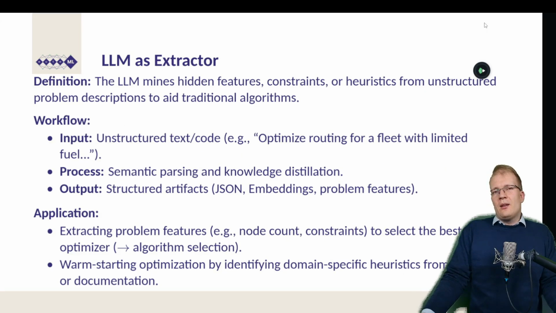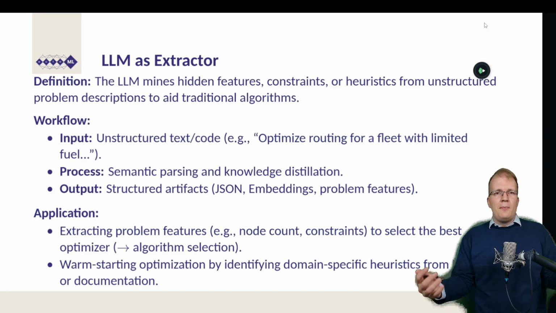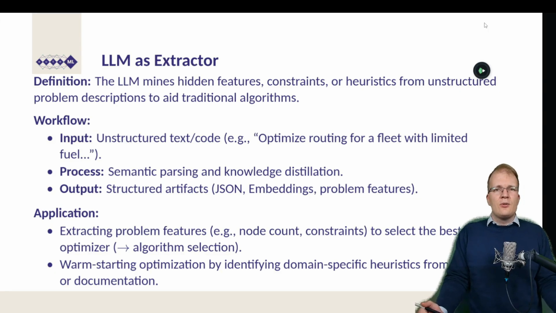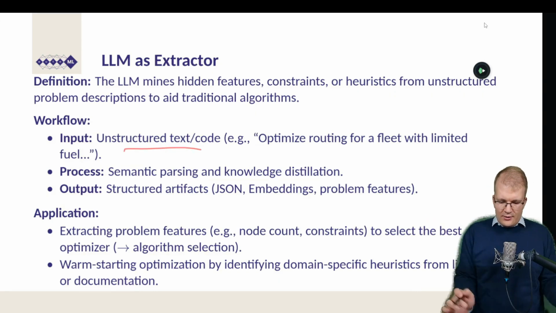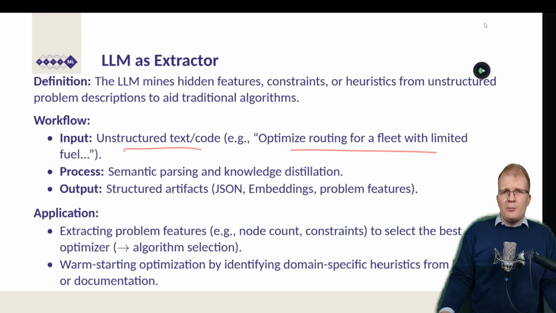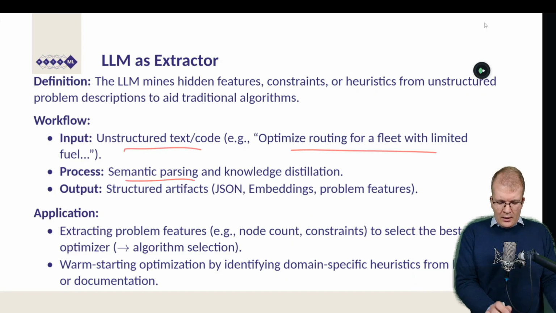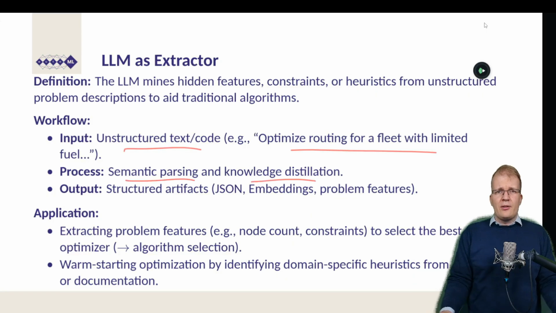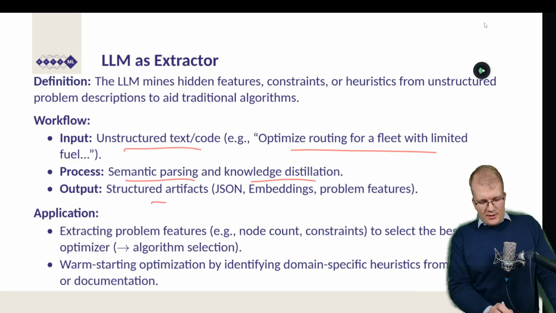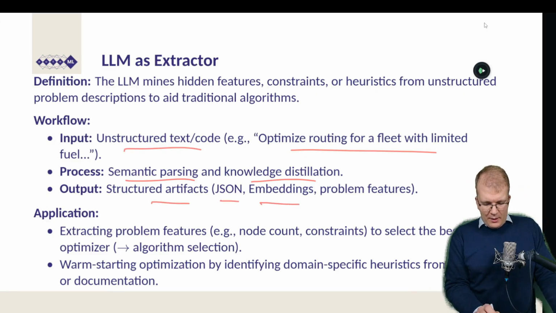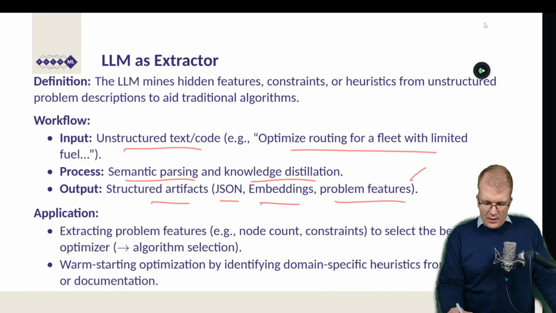Then the LLM can act as an extractor. The LLM mines hidden features, constraints, or heuristics from unstructured problem descriptions to aid traditional algorithms. For example, we have as input some kind of unstructured text, such as "optimize routing for fleet with limited fuel", and do some kind of semantic parsing and knowledge distillation based on that, and output some kind of structured artifacts, maybe in a JSON format, maybe some embedding, or maybe some problem features. Problem features, you should know, we sometimes call meta-features.